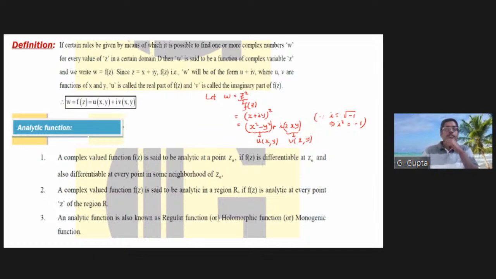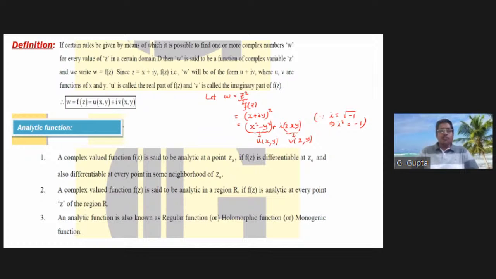Now the new definition. After differentiable function and continuity of function, just like real variables, here also we have differentiation and continuity. But our interest is the new definition, the analytic function. In the real number system, the function is analytic means the same function is continuously differentiable. But in complex variables, there is a lot of difference in the definition of an analytic function. So first we define the analytic function at a point Z0, later in the domain or in the region R.